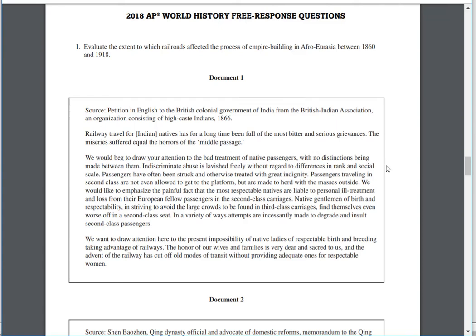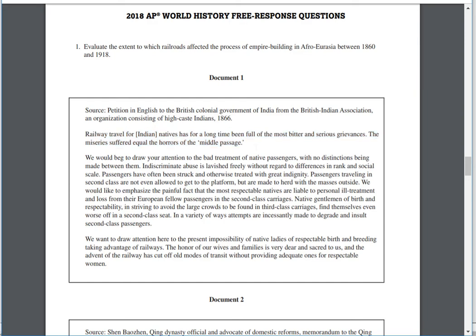Alright, let's go ahead and just read this really quickly. Railway travel for Indian natives has for a long time been full of the most bitter and serious grievances. The miseries suffered equal the horrors of the Middle Passage.